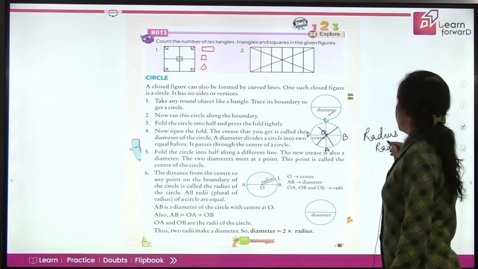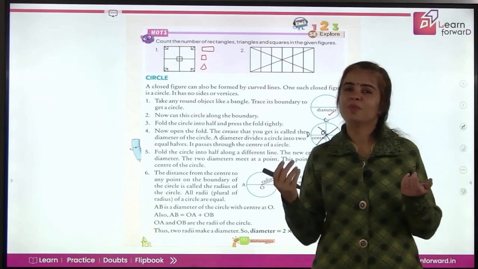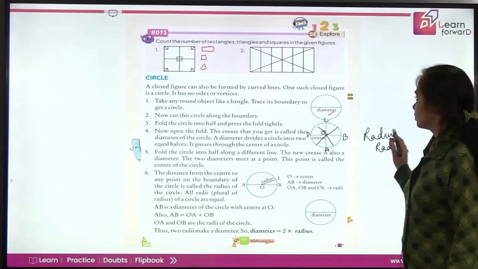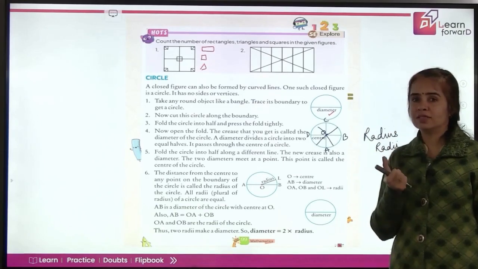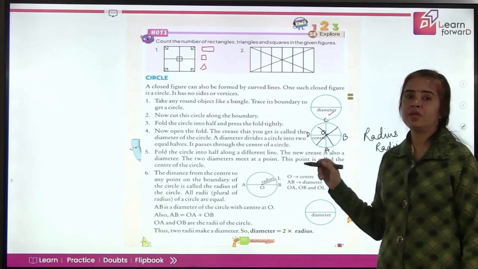So every time, do you think you can cut the circle and find out its center? No. So what do we do for that? We have to learn how to draw a circle. But before that, just see the relation between the diameter and circle.